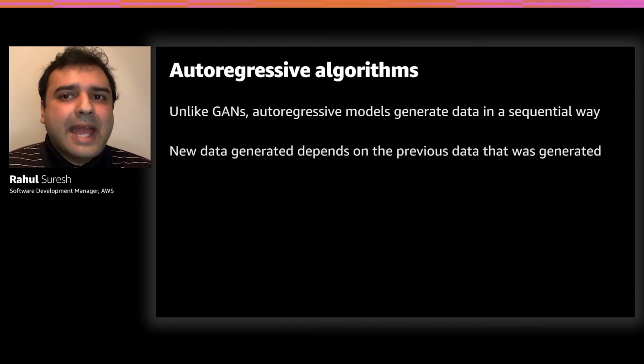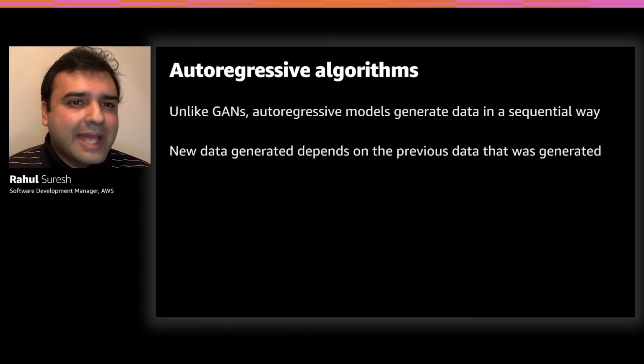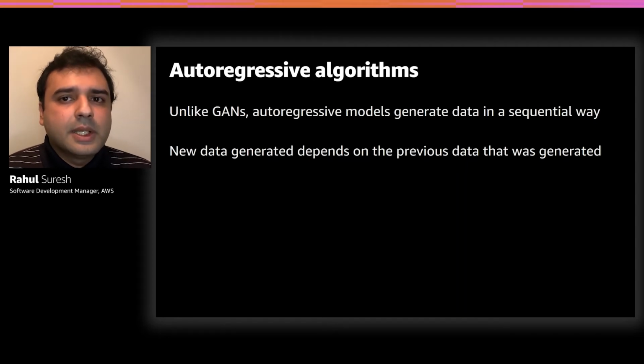Now, unlike GANs, autoregressive models represent a category of algorithms where the data is generated in a sequential way, such that the new data generated depends on the previous data. Now, compare this with GANs where everything is generated at once. For example, in the sentence generation, "my name is John Doe", the generation of the words John Doe depended on the first three words, "my name is". So here, the data is generated sequentially.